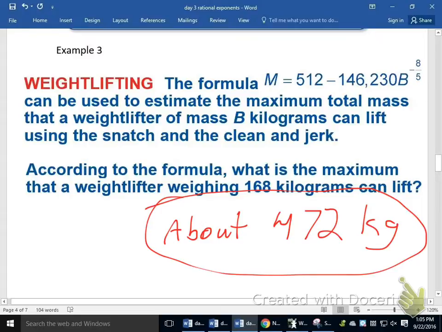What would have been a much more difficult problem had we been given how much does he weigh given how much he can lift. So if we'd have been given the M value, then we got some work to do to solve this. That's coming later in this unit.